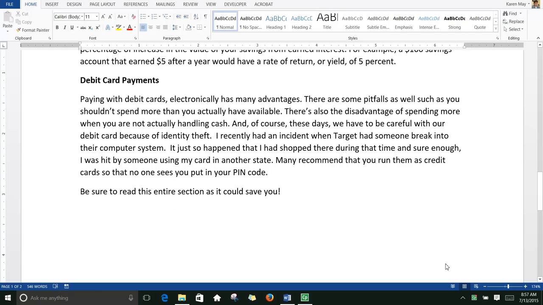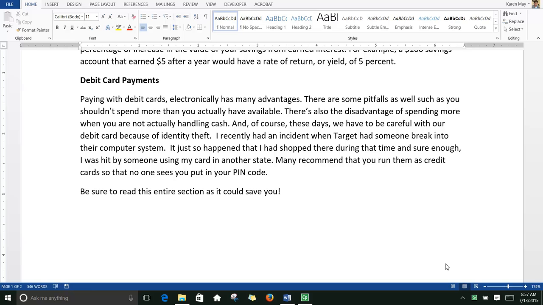Debit card payments. Paying with debit cards electronically has many advantages. There are some pitfalls as well, such as you shouldn't spend more than you actually have available. There's also the disadvantage of spending more when you're not actually handling cash. And of course, these days we have to be careful with our debit card because of identity theft.